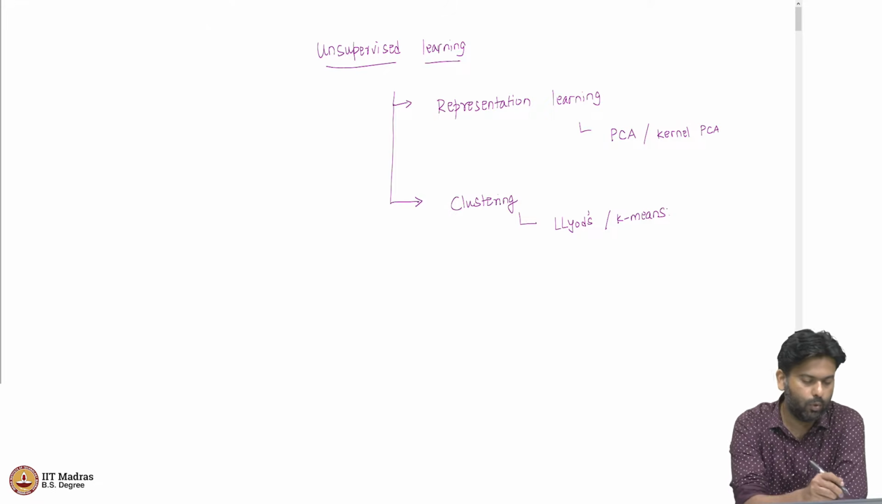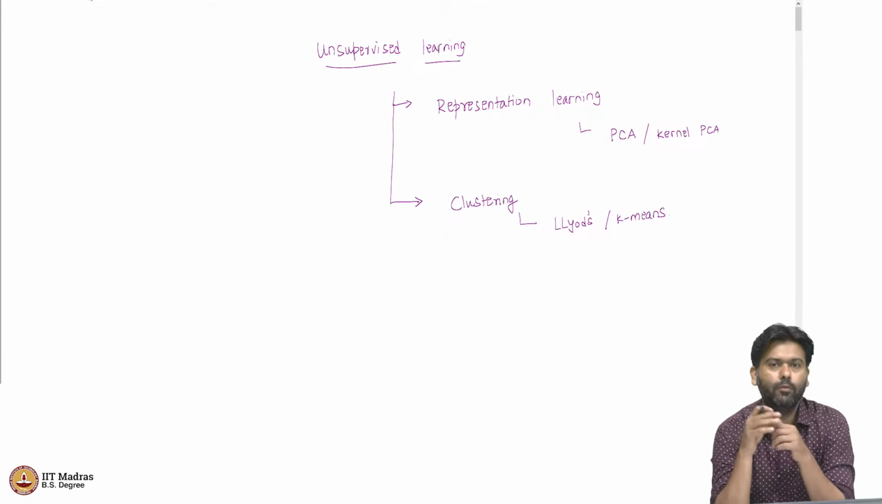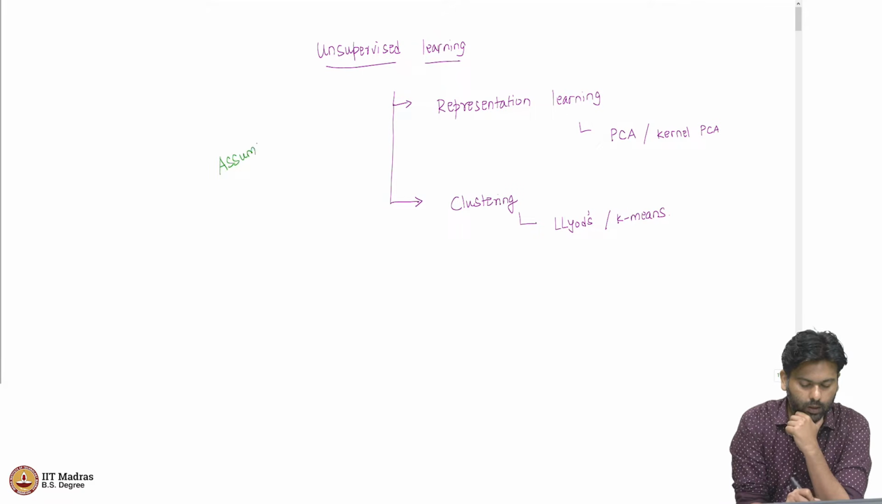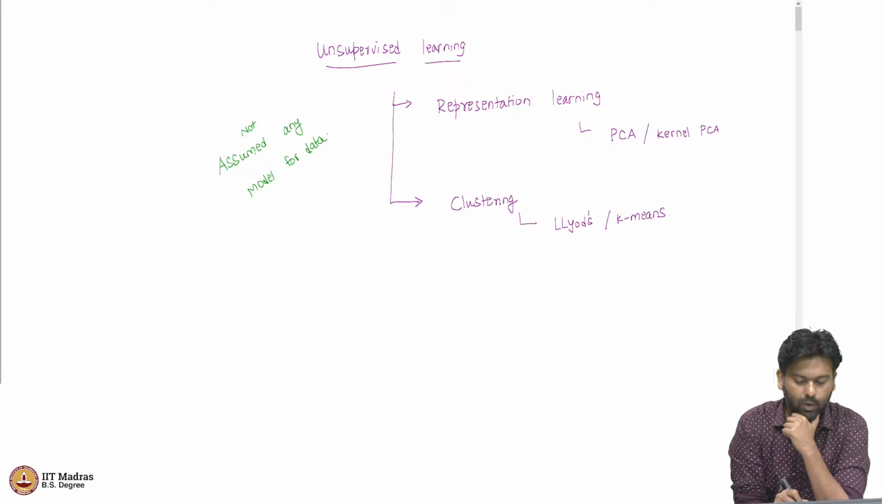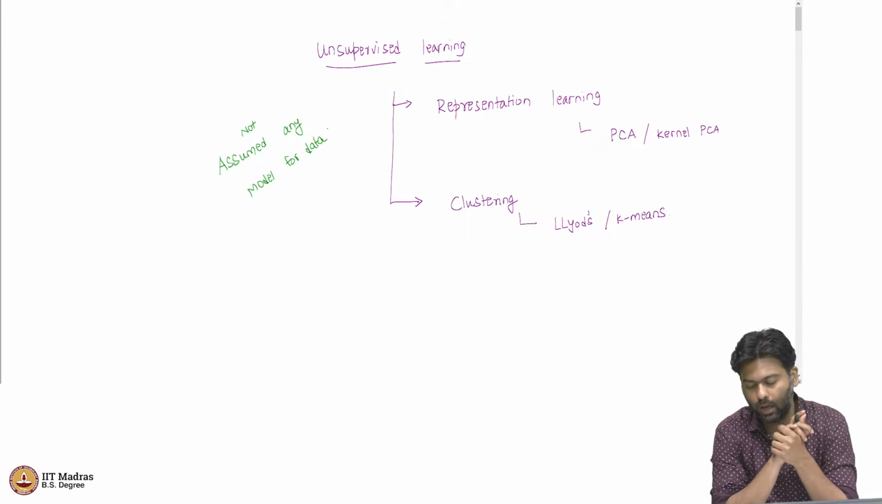Now, in both these ways of looking at unsupervised learning, one thing that we have not done is that we have not assumed any model for data, by which I mean that we have not assumed any probabilistic model that generates the data, and we will see what that means as we go along.